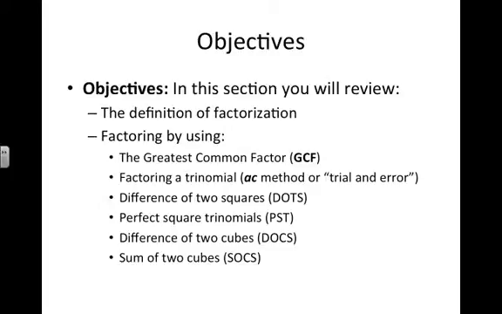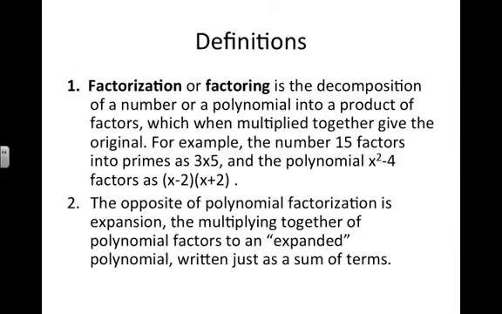We're going to look for DOTS, difference of two squares. We're going to remember our big secret for trinomials. Psst. Come here. It's the big secret. Perfect square trinomials. And then we're going to look for DOTS and SOCS, difference of two cubes and sum of two cubes. Factorization or factoring is the decomposition of a number or polynomial into a product of factors.